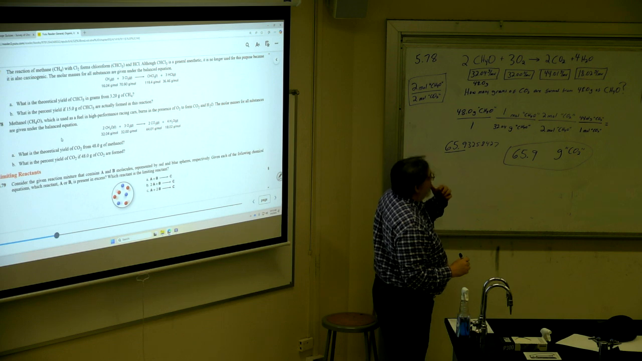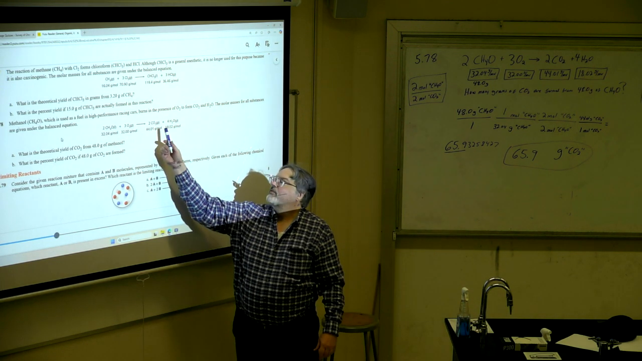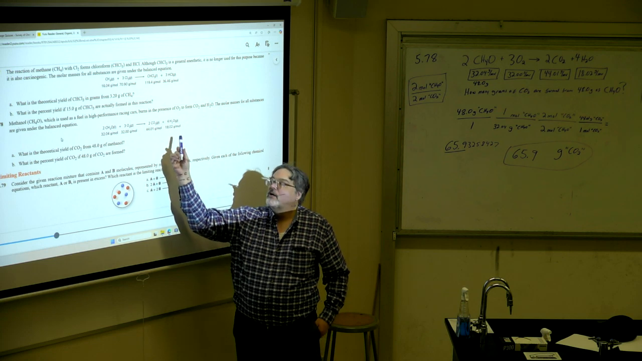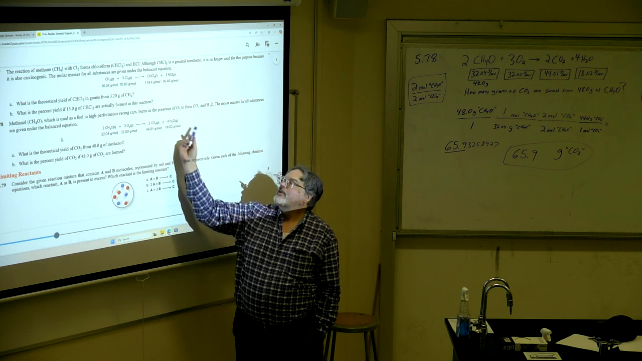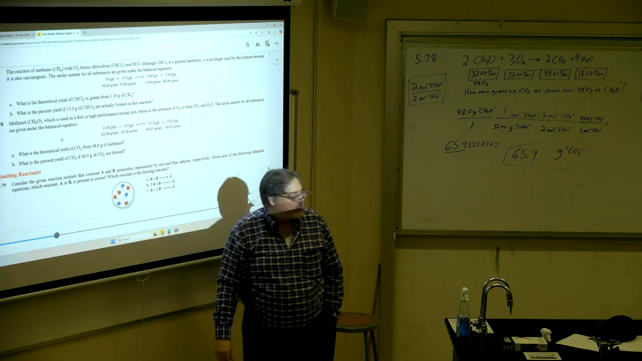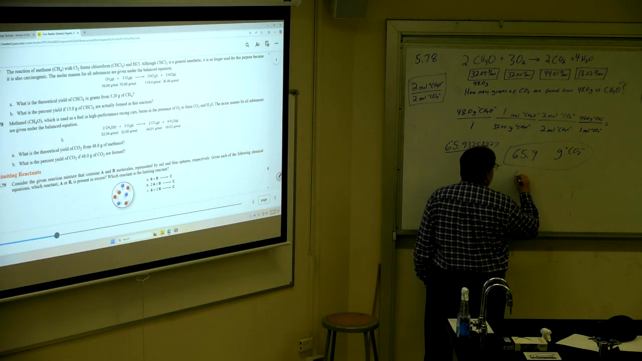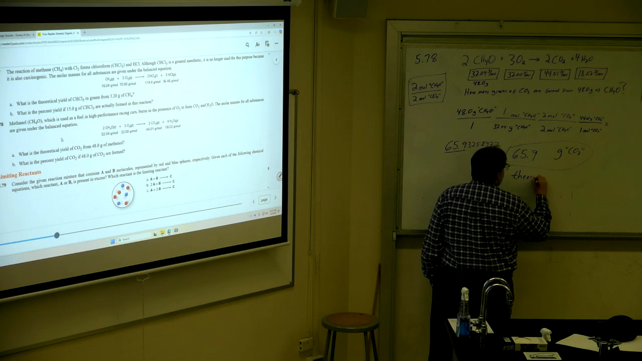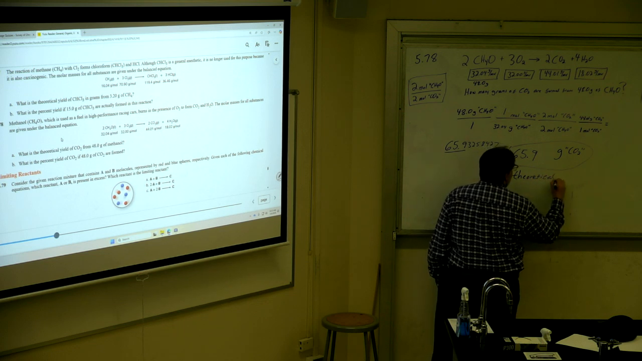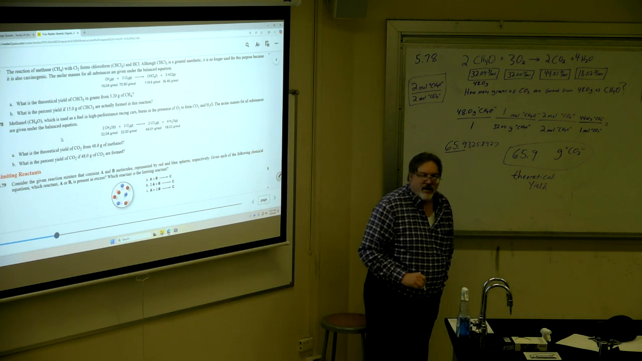Okay, we're calculating how much of one of these two, the things on the right side, the products. When you're calculating how much product you get from the amount of reactant put in, that's called the theoretical yield. I just didn't call it that before.